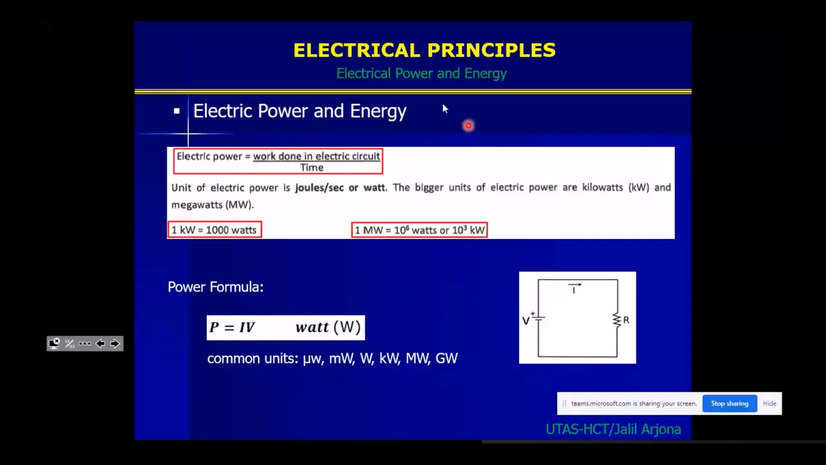So to look for the power formula, how to calculate power: know the current value, know the voltage value, and you will get the watt. And these are the common units to be used: microwatt, milliwatt, watt, kilowatt, megawatt, and gigawatt. So continue, there's another way to get the power, this is only one.